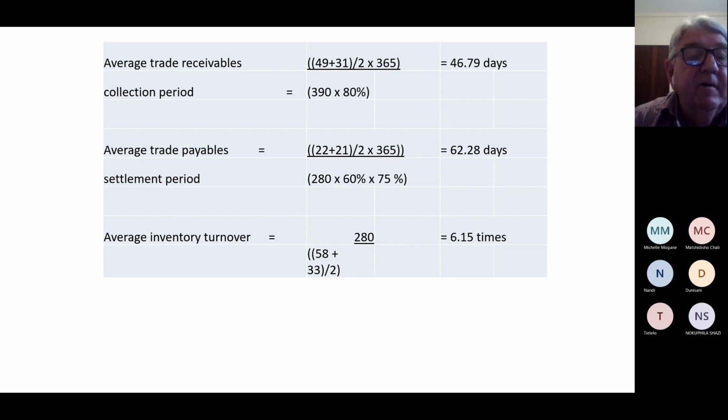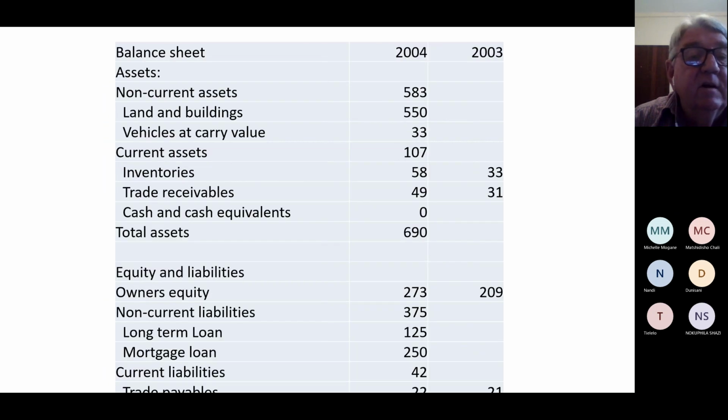Then we have our average inventory turnover. The formula for that is our cost of sales divided by average inventory. If you go to your cost of sales, you'll find in your income statement 280, and your average inventory in your balance sheet. There's our average inventory, 58 plus 33 divided by 2.